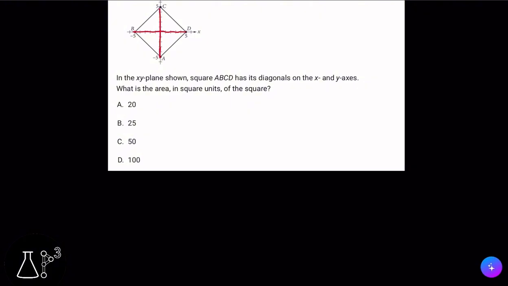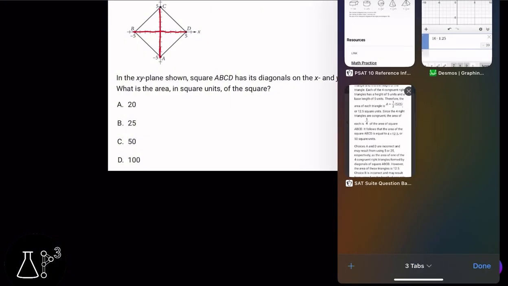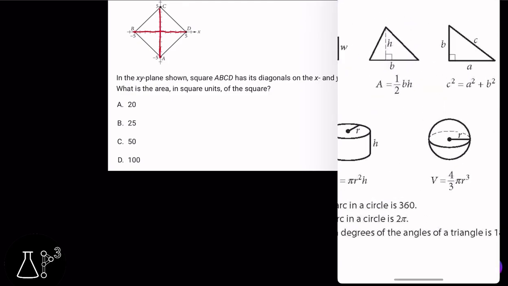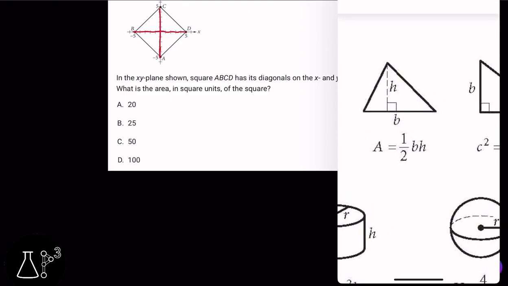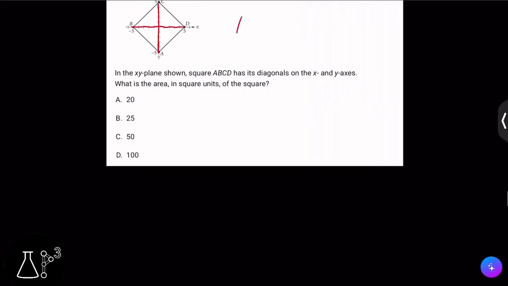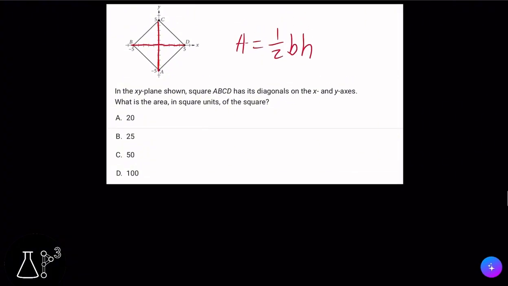And if we look at our SAT reference sheet, I see that to find the area of a triangle, all I have to do is multiply one half by base times height. So area of a triangle, A equals 1/2 base times height. So let's look at one triangle that's given. If I count the spaces of the base, I have 1, 2, 3, 4, 5. So my base equals 5. And if I count the height, I have 1, 2, 3, 4, 5, and my height also equals 5.